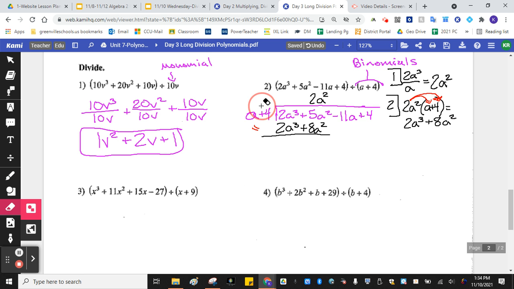This went from really easy to really Algebra 2.